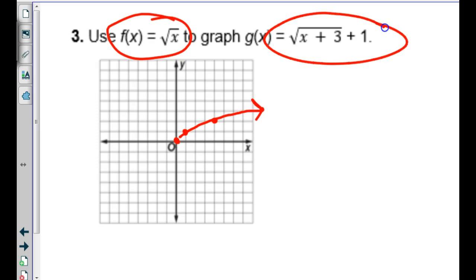All right, what are we supposed to do to it? 2 things. Okay. What's happening here, guys? Left 3 and up 1. So each point moves left 3, up 1, left 3, up 1, left 3, up 1. We good with that one?